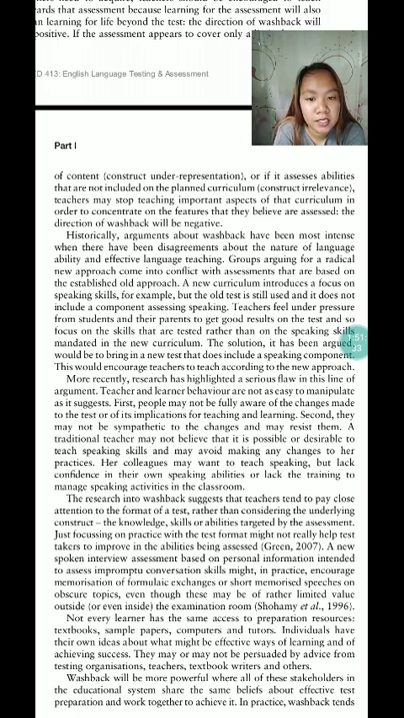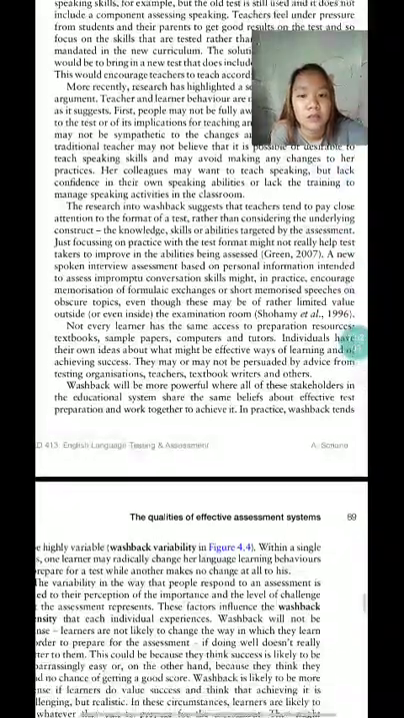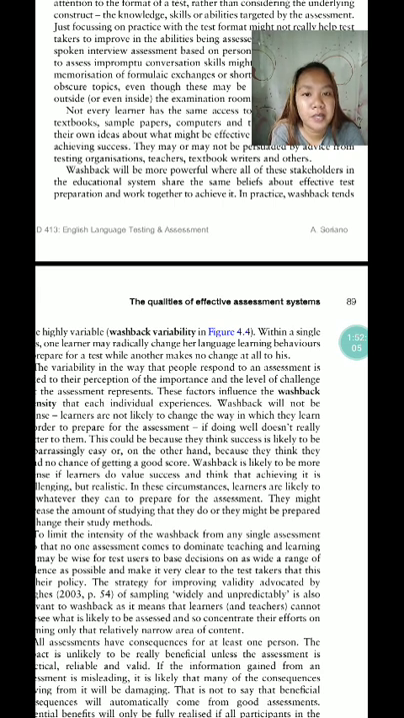Not every learner has the same access to preparation resources: textbooks, sample papers, computers, and tutors. Individuals have their own ideas about what might be an effective way of learning or achieving success. They may or may not be persuaded by advice from testing organizations, teachers, textbook writers, and others. Washback will be powerful where all these stakeholders in the educational system share the same beliefs about effective test preparation and work together to achieve it.